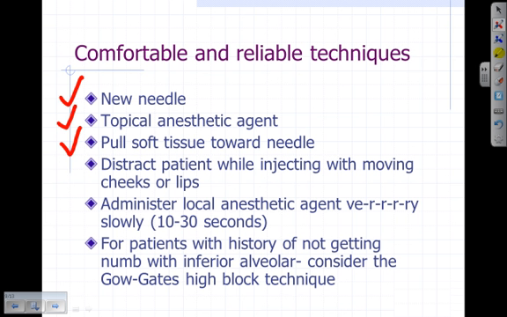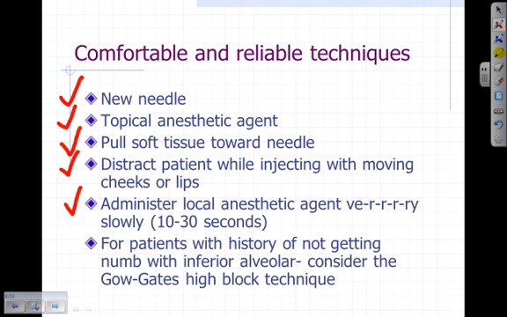It's a surgical placement. You can distract the patient. While injecting, move the cheeks and lips, sort of wiggle it about. And one of the things that I do is I administer the anesthesia very slowly, 10 to 30 seconds, while I'm distracting the patient by wiggling their lip. I'm just making sure that I'm not injecting it so fast that the patient can feel the injection. In fact, with Septocaine, when you're injecting it slowly, the anesthetic has a more rapid onset, and in fact, within 10-15 seconds, the patient is numb in the soft tissue area.